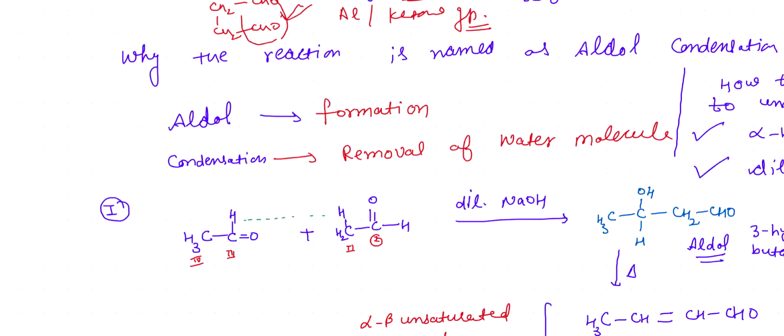Okay, I have chosen acetaldehyde as one of the reactants, and the other reactant is also acetaldehyde. So this is an example of a purely self-condensation reaction. This reaction is carried out in the presence of dilute NaOH. This is another condition.